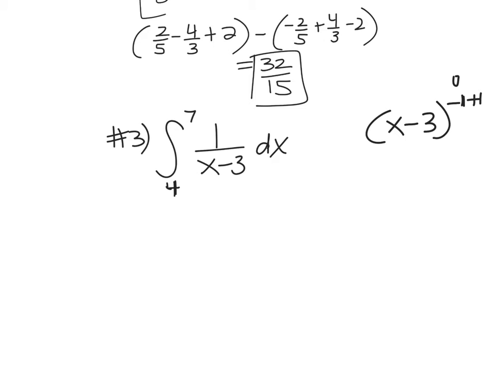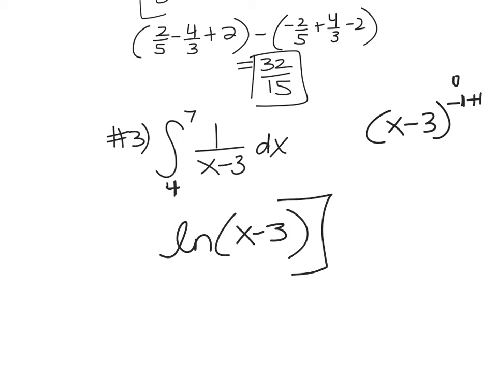Does anyone have an idea of what it is? Do you know? No? Do you remember what you took, if you took the derivative of something, it gives you 1 over x? Do you remember what that was? Natural log. So this is natural log of x minus 3. That's the antiderivative. Hard, right? Terrible. Yeah, my bad. Natural log of x minus 3. There we go. So if you took the derivative of that, you would get 1 over x minus 3. You see that? I know. It's hard when it's those fractions and stuff.